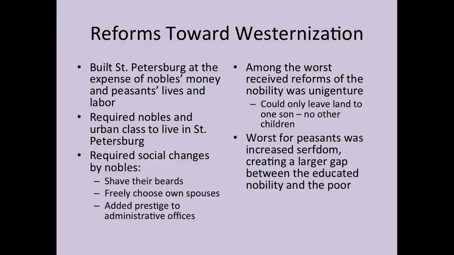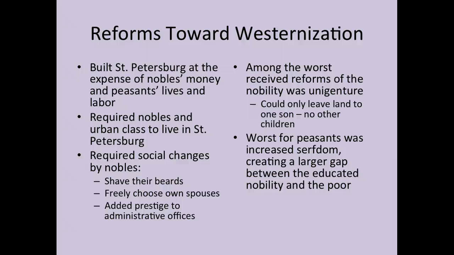So he built St. Petersburg, which is like Versailles, which is like Schonbrunn, at the expense of the nobles' money and peasants' lives, pretty much in labor. He required nobles in the urban class to live in St. Petersburg, much like Louis XIV did with Versailles. He required that they shave their beards, like I said, distinct lack of beard. He literally would go up to people and cut their beards off.